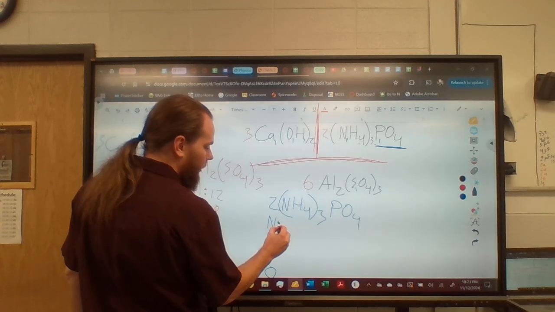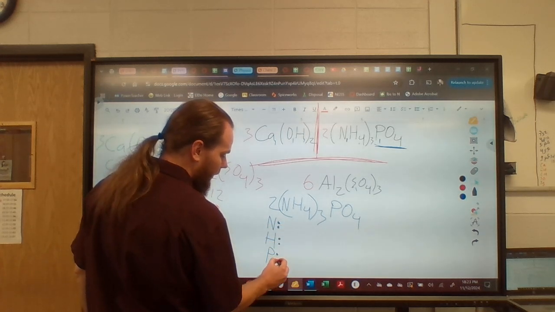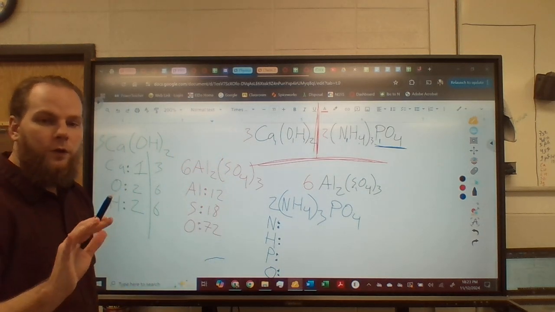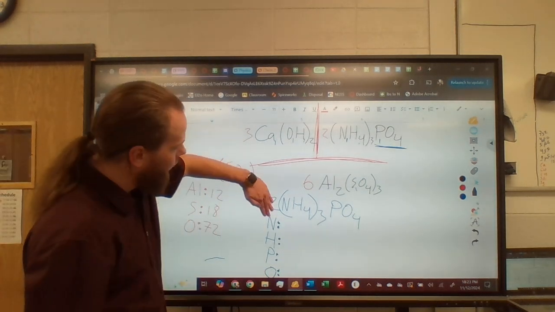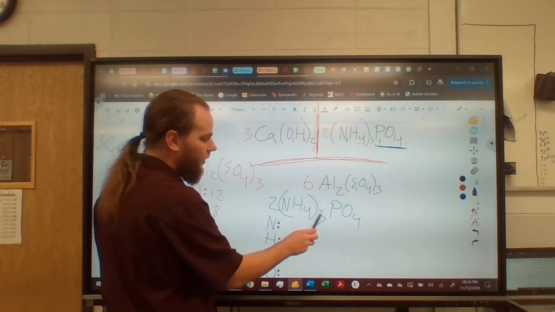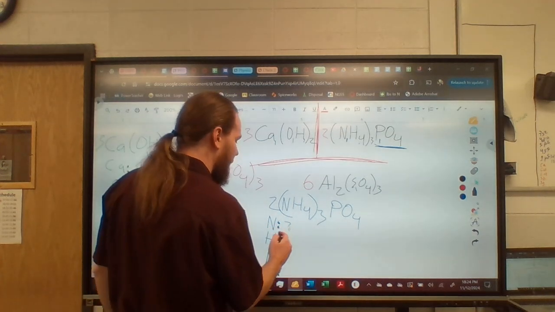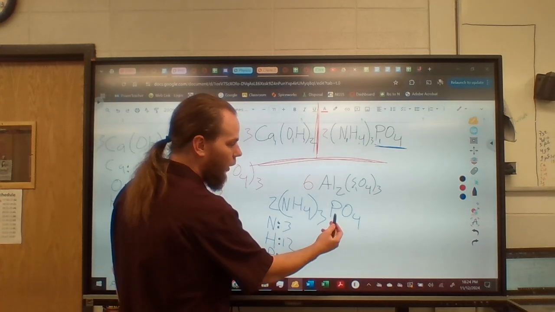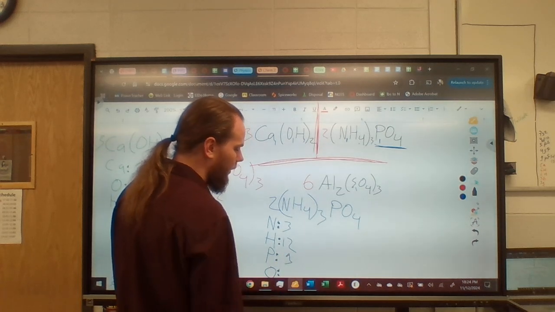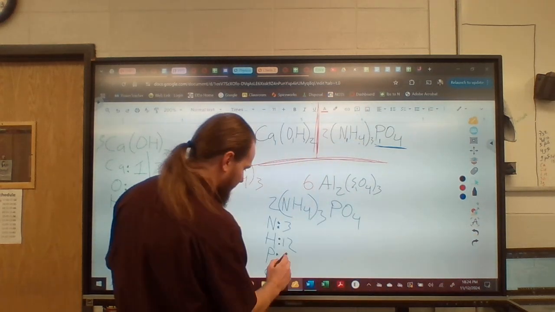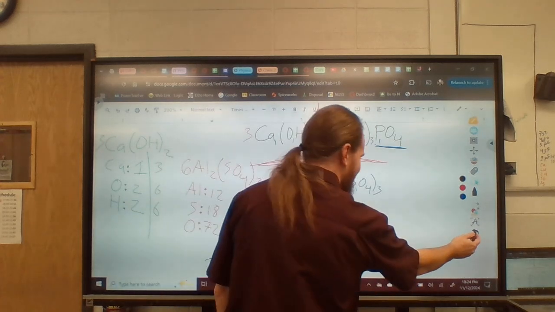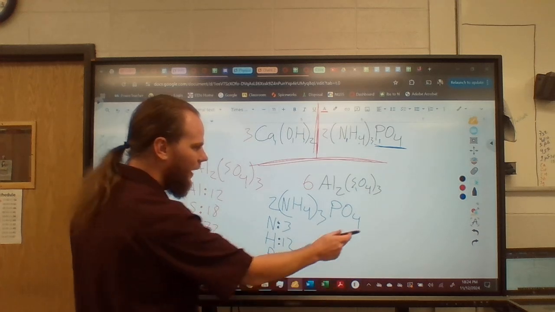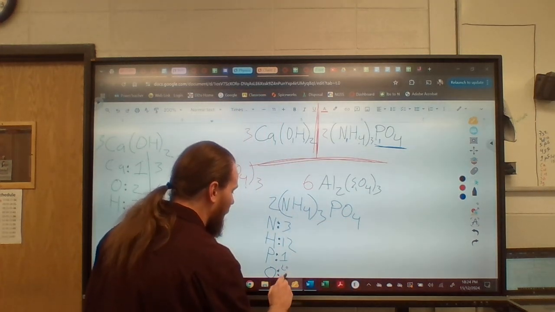And then I'm going to put a colon on each of those, which takes a lot less time on paper than it does with marker. Okay. So if we ignore this 2, then we have 1 times 3, which is 3. So there are 3 nitrogens. Then 4 times 3, 12 hydrogens. 1 phosphorus. And then oxygen, we have 4.